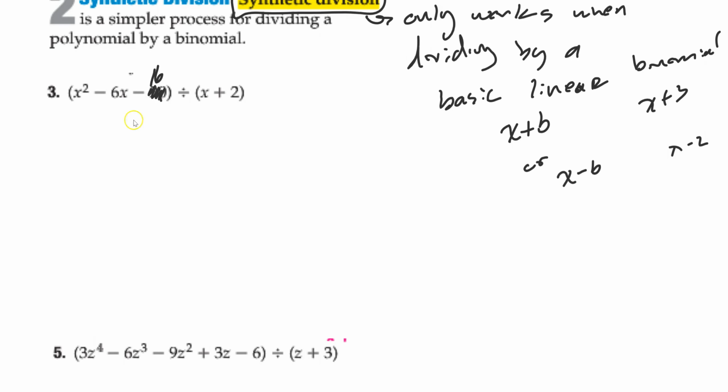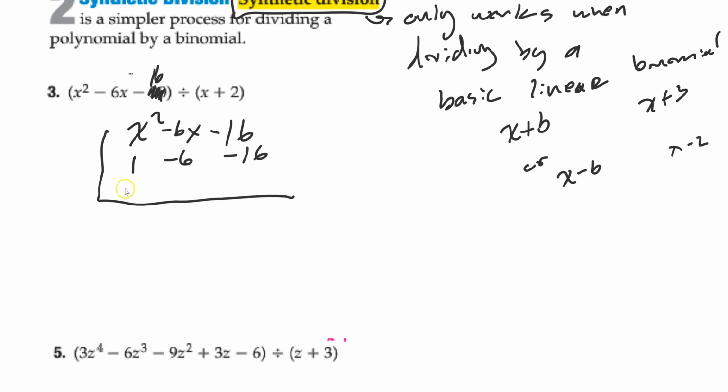First, let's set it up. So what I'm going to do is rewrite this: x squared minus 6x, and I rewrote that to be negative 16 to match what we did earlier. And then we're going to write down the coefficients: 1, negative 6, and negative 16. I like to write an arrow underneath the first one because we bring that first one down. I like to write a box at the end because that's our remainder.